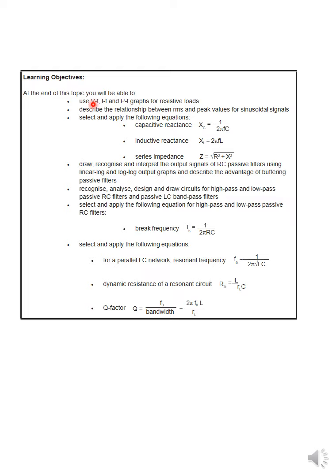At the end of this chapter, you will be able to do the plot between voltage and time, current and time, power and time for resistive loads. Describe the relation between RMS and peak values, which we already covered in resonance chapter.